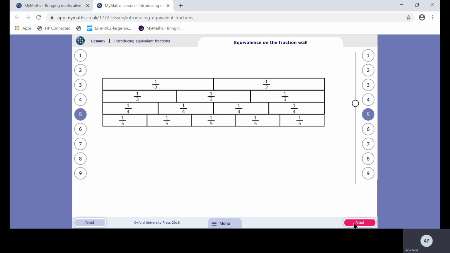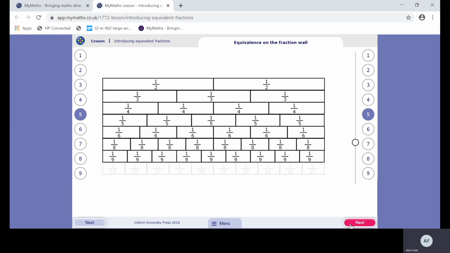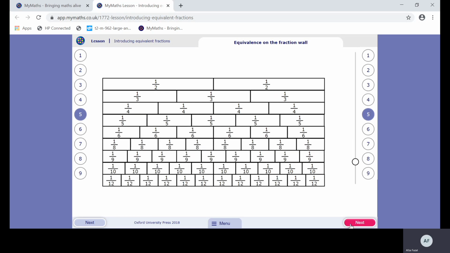So we've got a fraction wall here, and it shows you which fractions are equal to one another. It might look confusing at first, but all those fractions are equivalent to a half. So we've got 1, 2, 3, 4, 5, 6 twelfths. You've got 1, 2, 3, 4, 5 tenths. You've got 4 eighths, and you've got 2 quarters that are equal to a half.